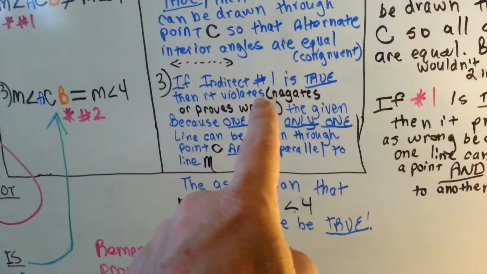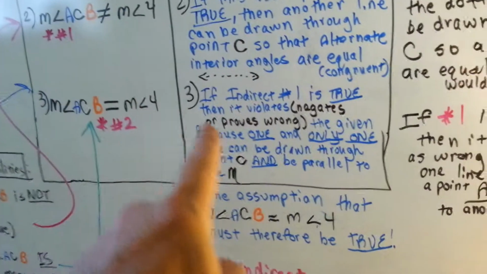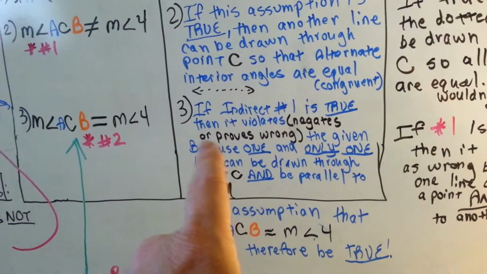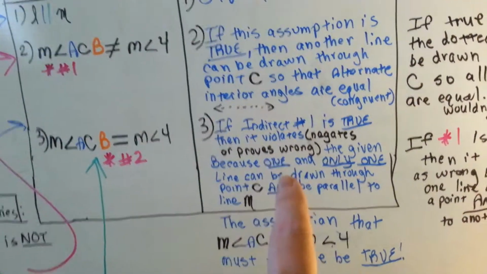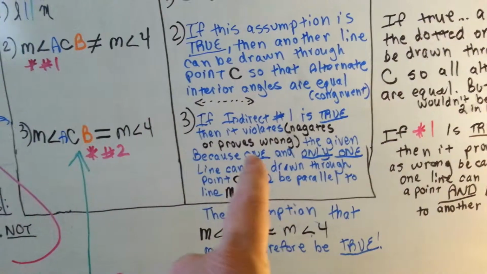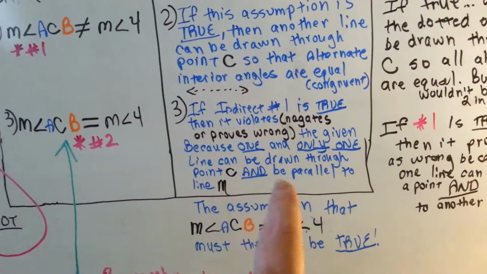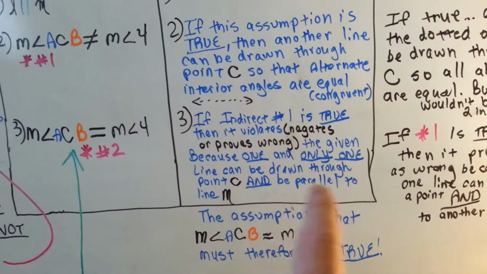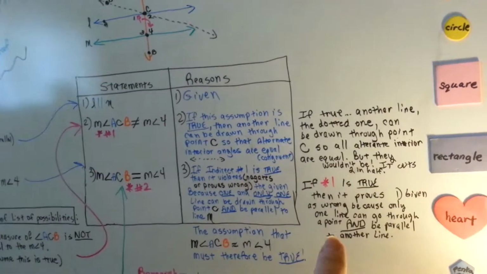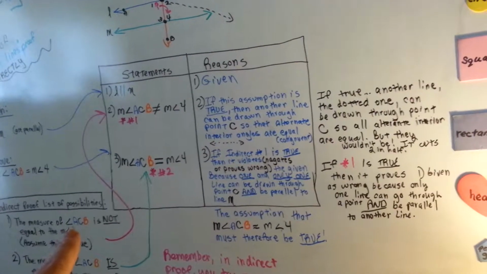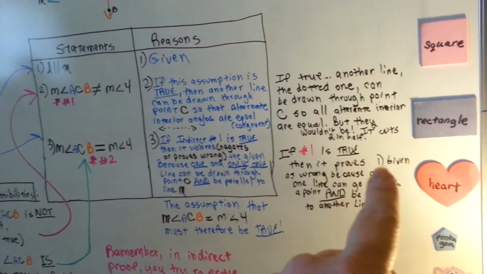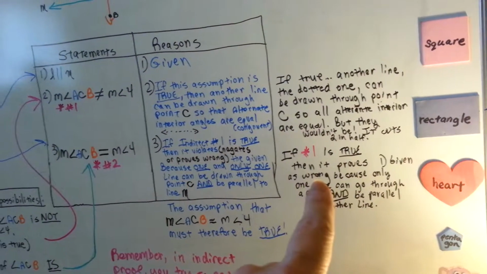In number 1, saying it wasn't true, if it was true, and it wasn't equal to 4, then it violates, negates, or proves wrong the given. Because one and only one line can be drawn through point C and be parallel to line M. So, this is what it means. If this number 1 is true, that it's not equal, then it proves that the given is wrong.